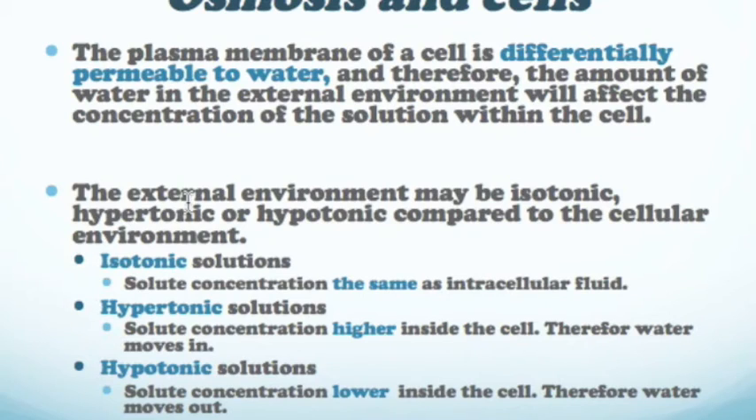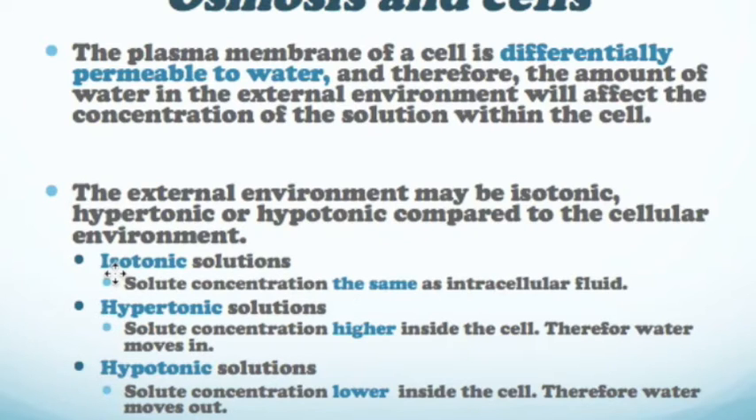So when we talk about osmosis and its effect on plant and animal cells, we talk about three solutions: isotonic solutions, hypertonic solutions, and hypotonic solutions. In an isotonic solution, the concentration of water or the concentration of solute is the same on both sides, intracellular and extracellular.